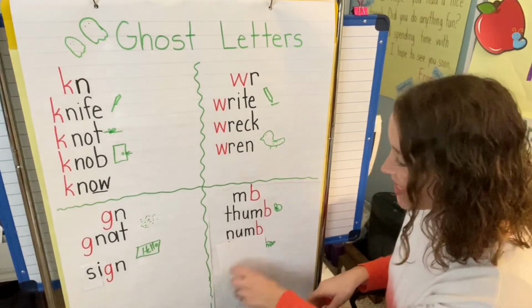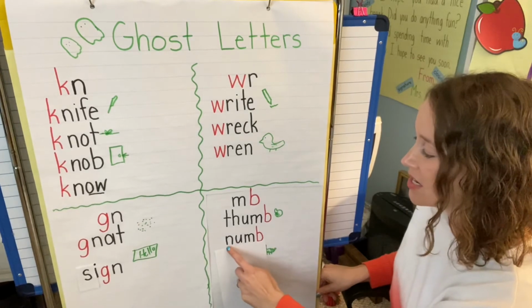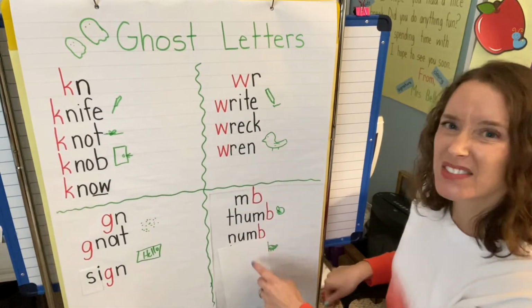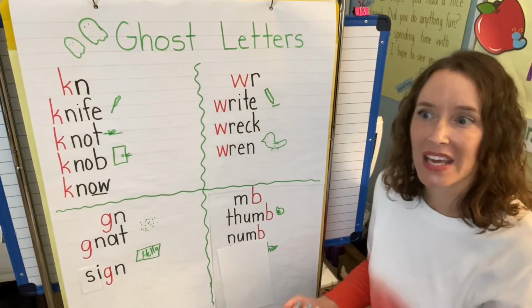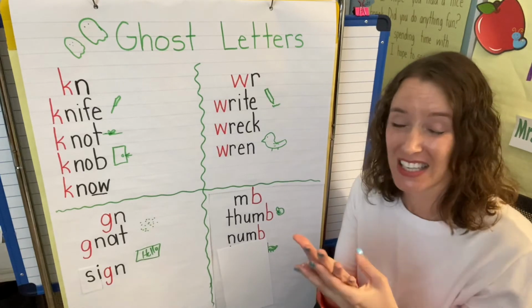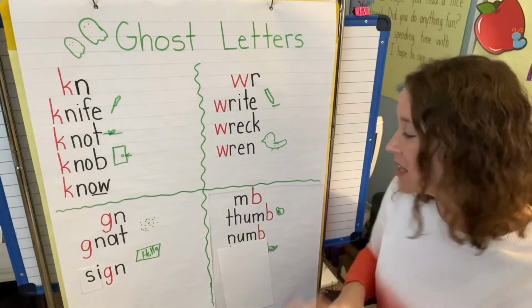All right, same thing. Look, quiet B at the end. That ghost letter B is at the end. Numb. If something is numb, it means you can't feel it. Like your hands ever get so cold they're numb, it means like you can't feel them anymore. Okay, that's what it means to be numb.